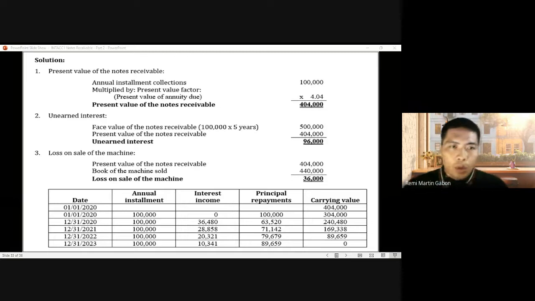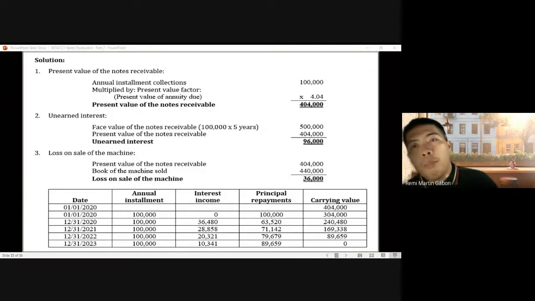Okay, so going back, we analyze the amortization schedule. So first installment, advance installment. So full 100,000 is applied to the principal repayments only. So 404,000 minus 100,000, that should be 304,000. So yung 304,000, doon na tayo mag-start ng pag-compute ng interest. Okay?